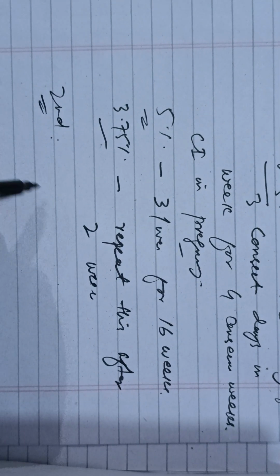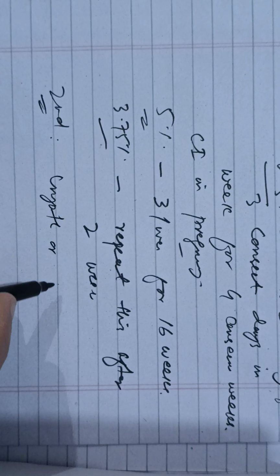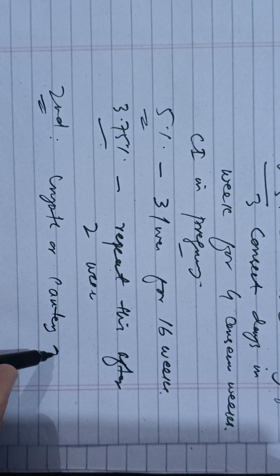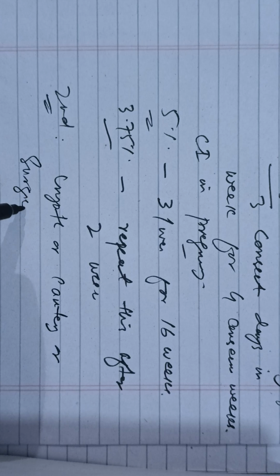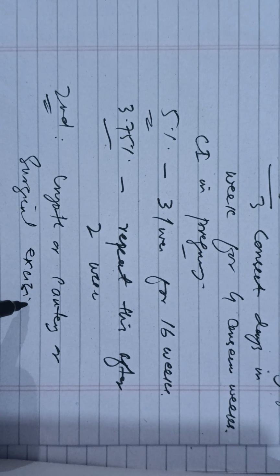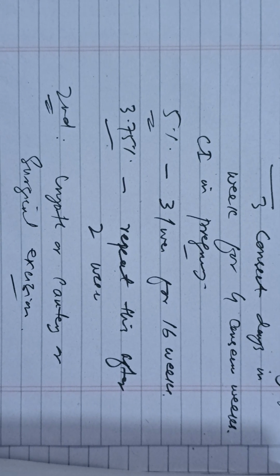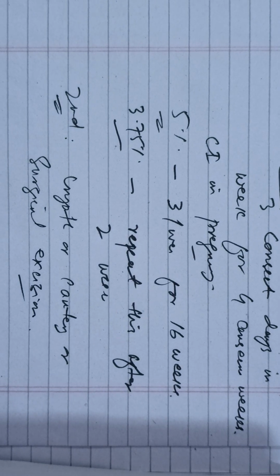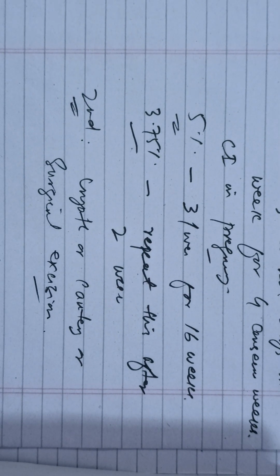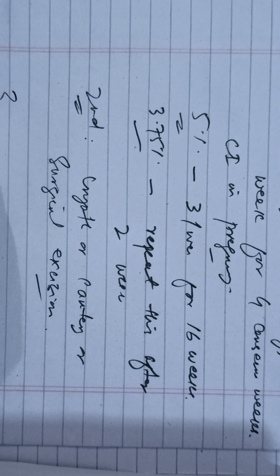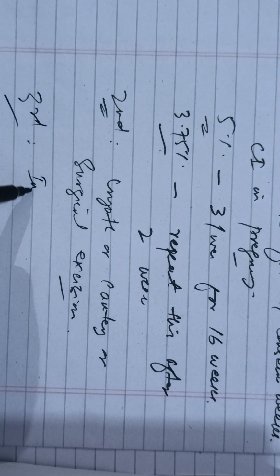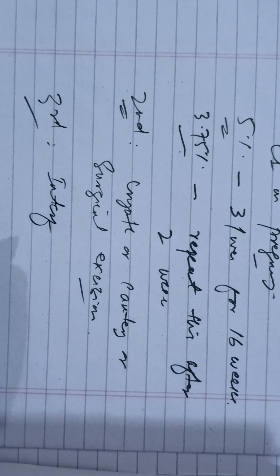The second option in anogenital warts is cryotherapy or cautery, or you can even do surgical excision. In cutaneous warts we usually avoid surgical excision, but in genital warts you can do surgical excision. The third line option is interferon, especially when the patient is immunocompromised or not responding to the above treatment.